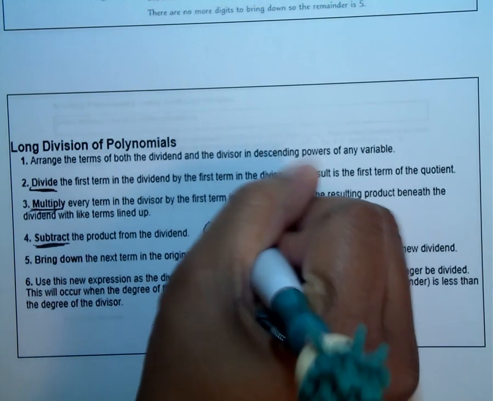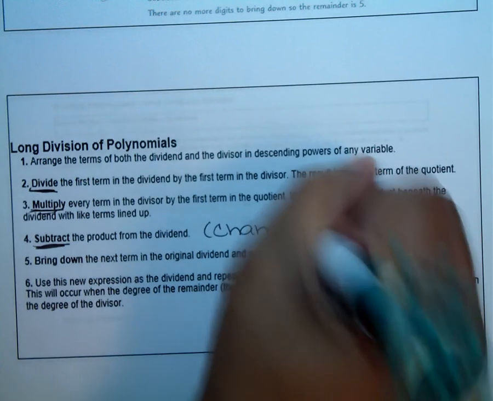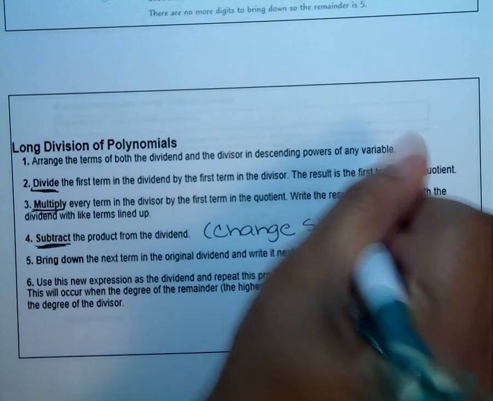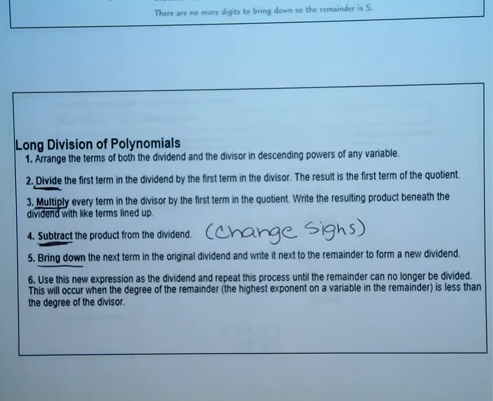Then it says subtract. And remember, subtracting with polynomials means your signs are going to change. Change signs. And then it says bring down. And it says use this new expression as the dividend and repeat this process until the remainder can no longer be divided, or until you have no other things to bring down.